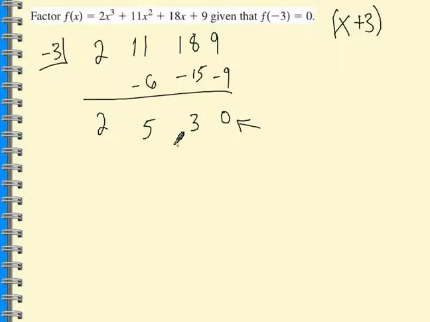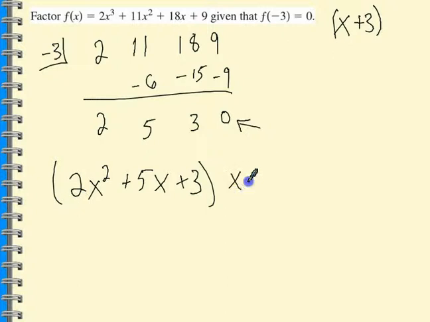These numbers right here. What do those represent? They represent 2x squared plus 5x plus 3. And that's what's left. This is what's left of our polynomial. So we know that if we multiply x plus 3 by this quadratic, we're going to get our f of x.